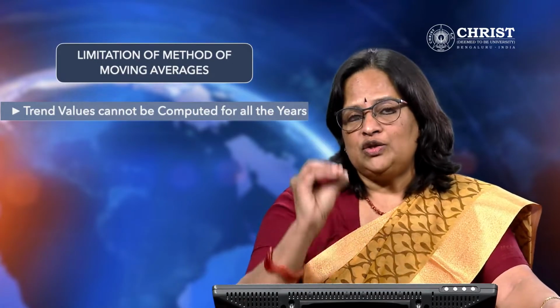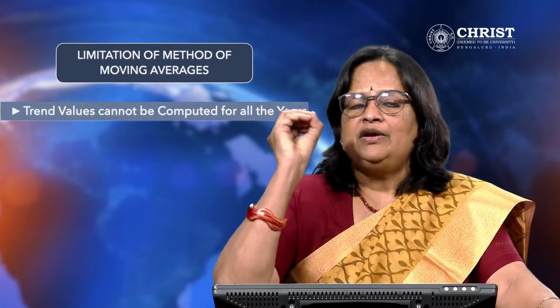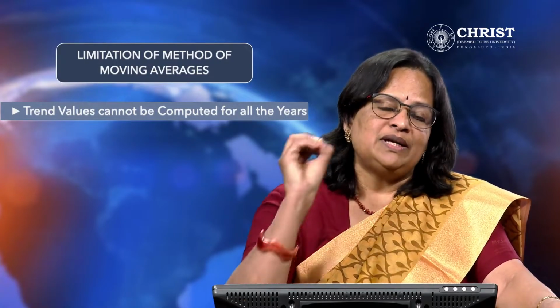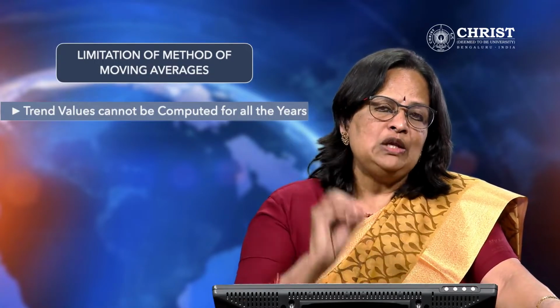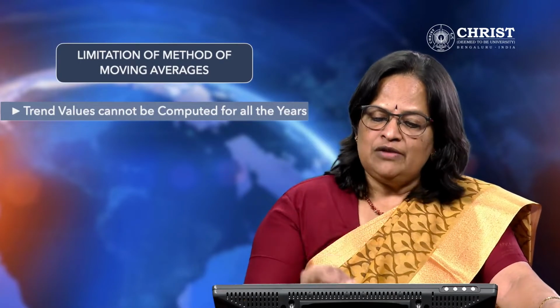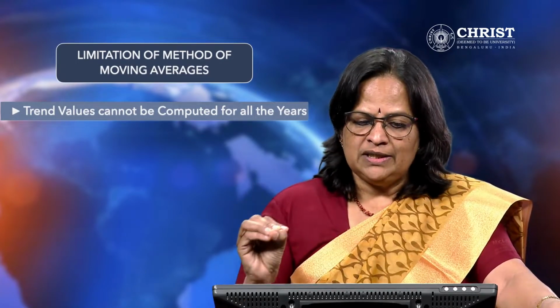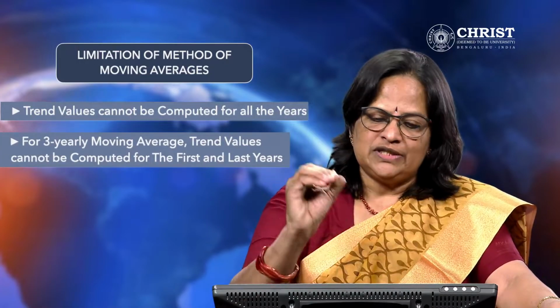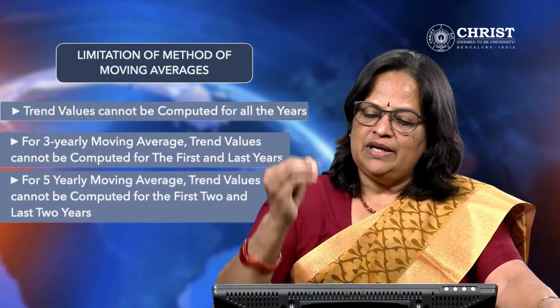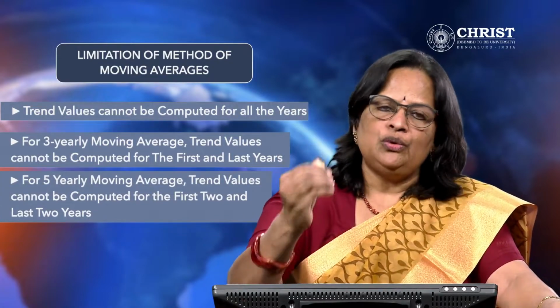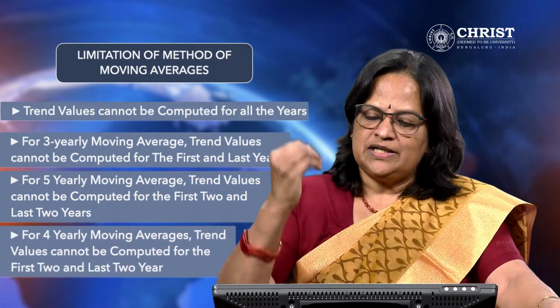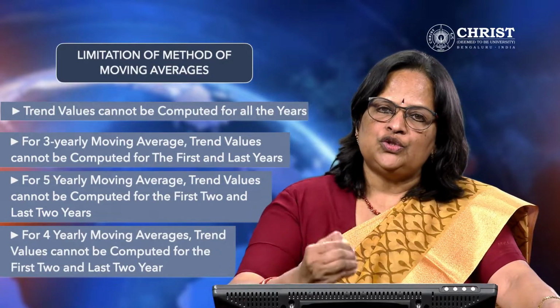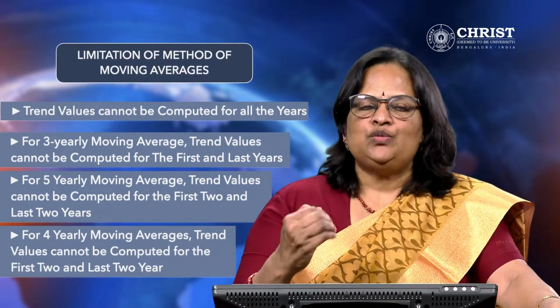If you want to take proper decision, we need values for all the years. But this method is not providing values for all the years. So the trend values cannot be computed for all the years. 3-yearly moving average, trend values cannot be computed for the first and last years. 5-yearly cannot be computed for the first 2 and the last 2. 4-yearly trend values cannot be computed for first 2 and the last 2. So this is what I want to explain.